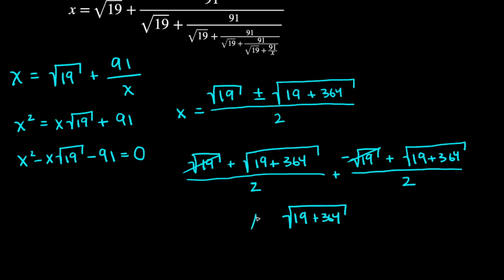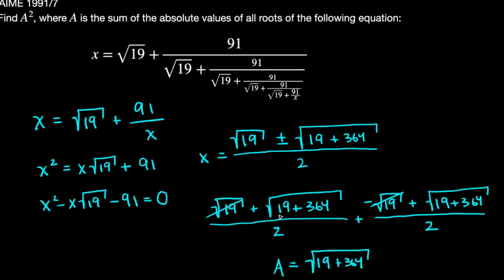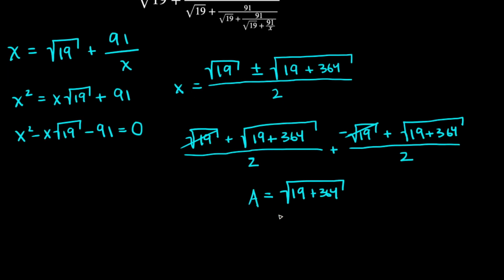And what did they ask? So this is equal to a. What did they ask? They asked a squared. So a squared would give us 19 plus 364, which gives us 383. And that is our answer for this problem.